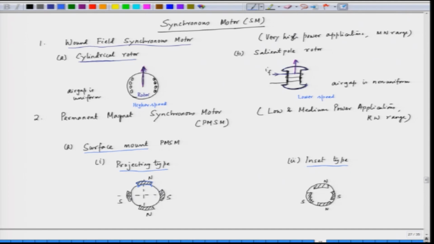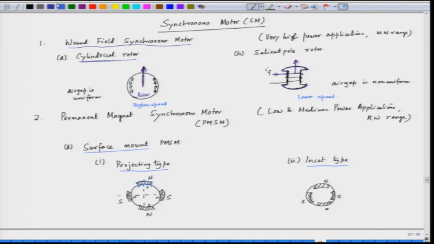So, for a 4 pole structure, we can have north pole, south pole, north pole and south pole, and the permanent magnets cannot be obtained in a single pole. So, we have north pole here and south pole here, and then the north pole, and then this is the south pole of the permanent magnet, and south pole, and we have north pole. So, this is called the projecting type permanent magnet synchronous motor.